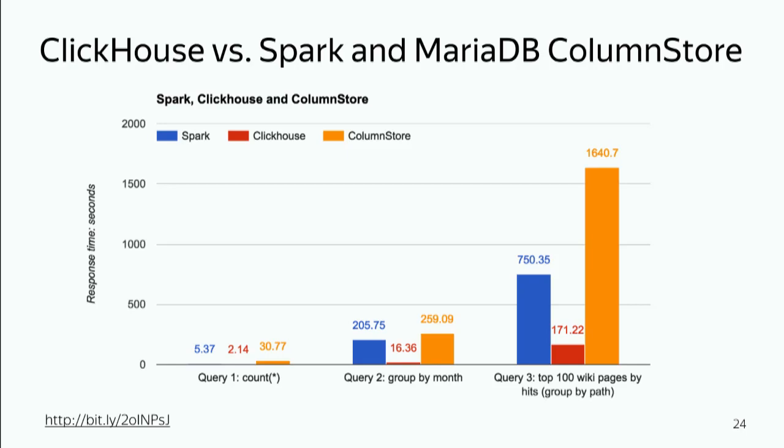Some more modern comparison. This is a comparison by Percona, actually, from a Percona blog. Comparison with Spark and MariaDB ColumnStore. This is a great comparison with a huge amount of different details about data compression and so on. But you can see that ClickHouse is just faster, like 10 times maybe, than Spark or ColumnStore.